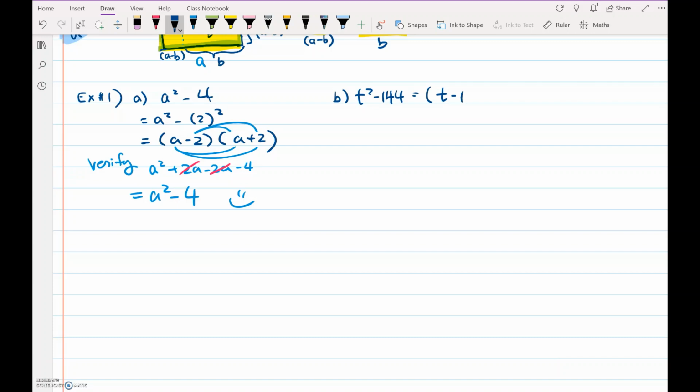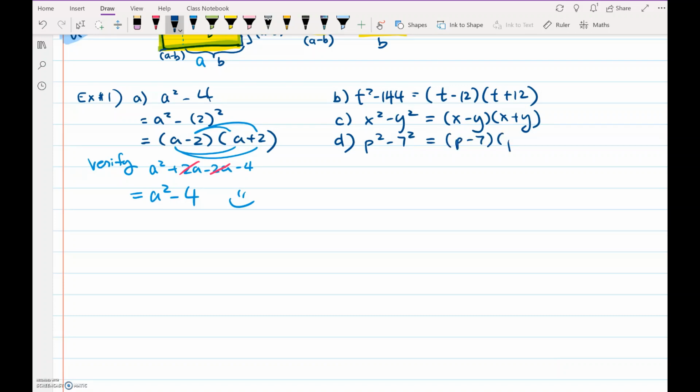That equals (t minus 12)(t plus 12). For most of these, I think you would be able to find the factored form just using mental math. Okay, and our a and b, or our first term and our second term, can be variables. They can be in any form. Right here, we have 7 already being squared, so we have (p minus 7)(p plus 7).